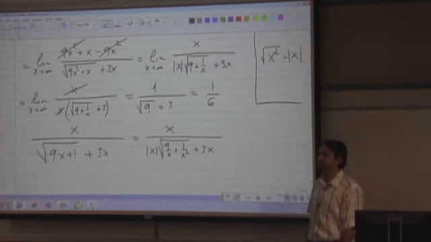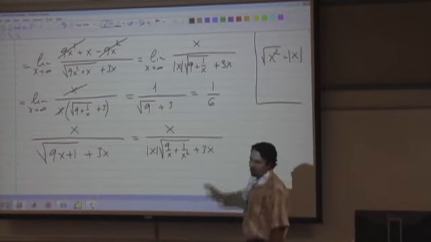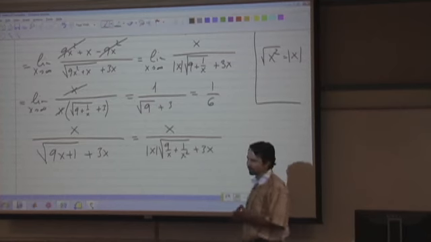What else? So then that answer right there would be 1/3, for this one? Yes, for this one it would be 1/3, if you take the limit to infinity.